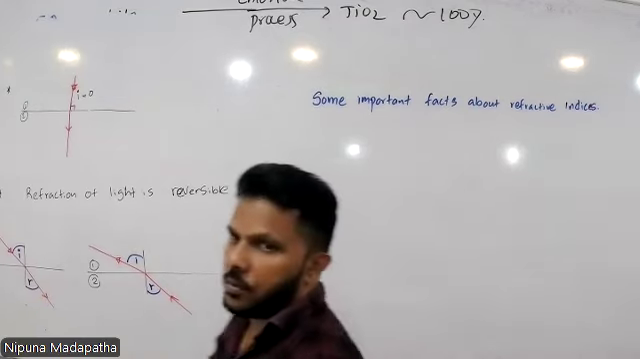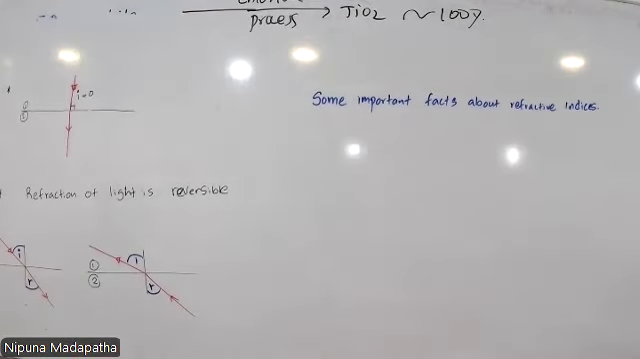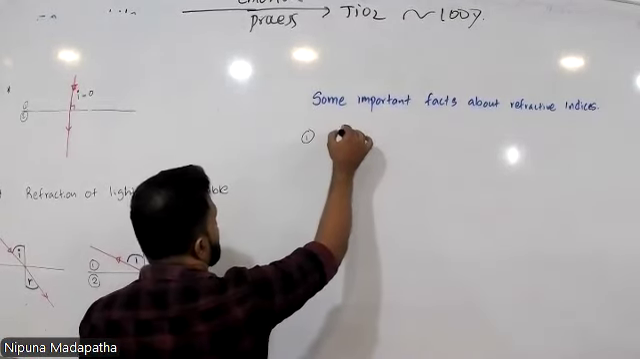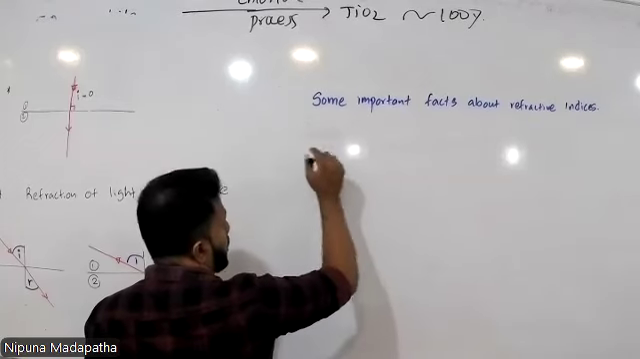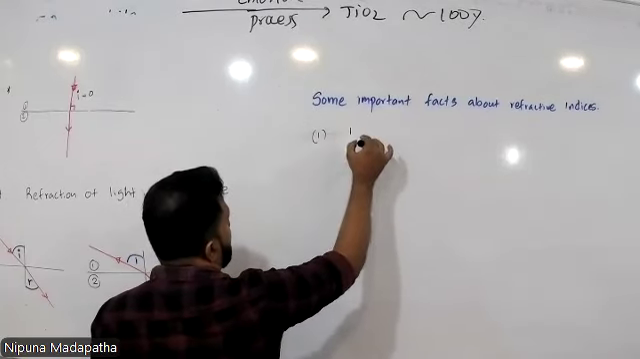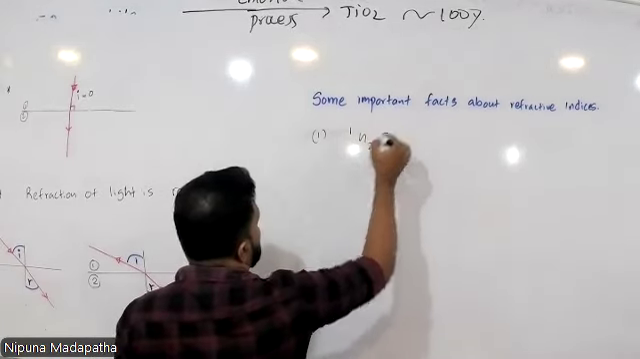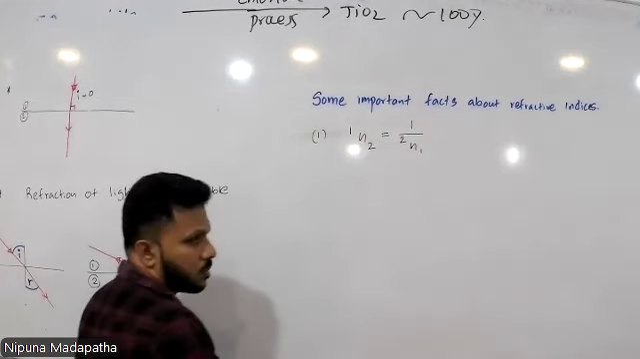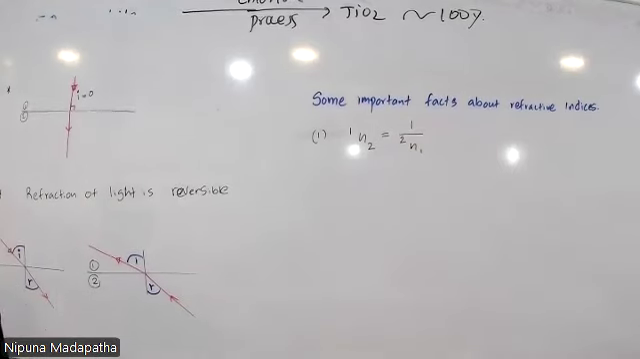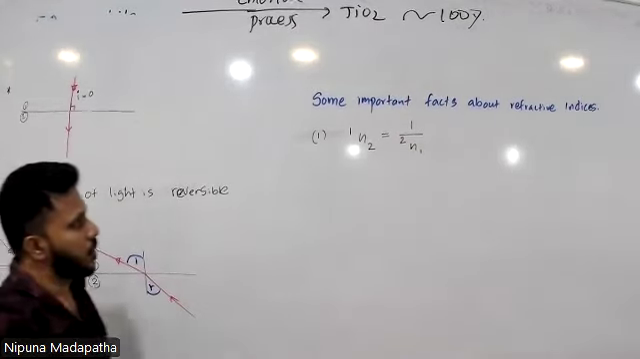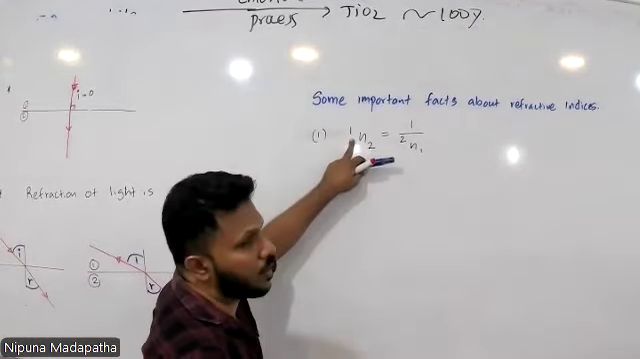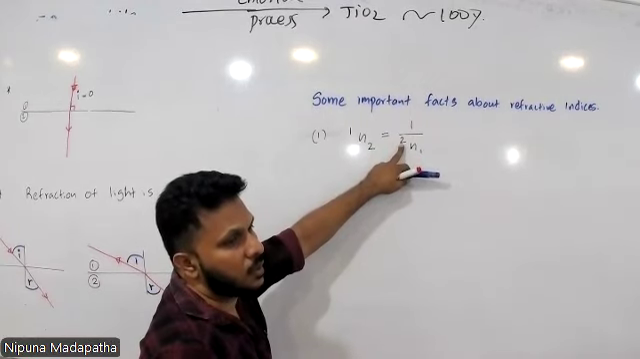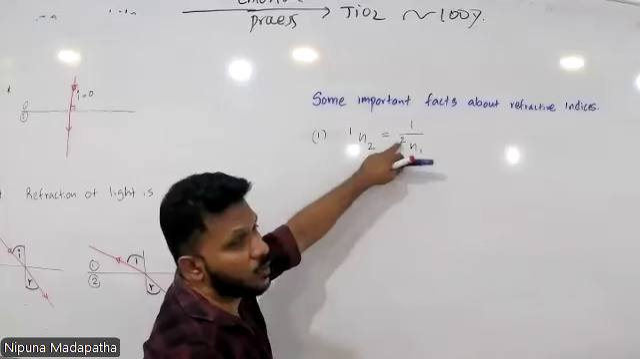Now, some important facts about the refractive index. One is n12 equals 1 over n21. That means the refractive index of the second medium with respect to the first is equal to 1 over the refractive index of the first medium relative to the second.